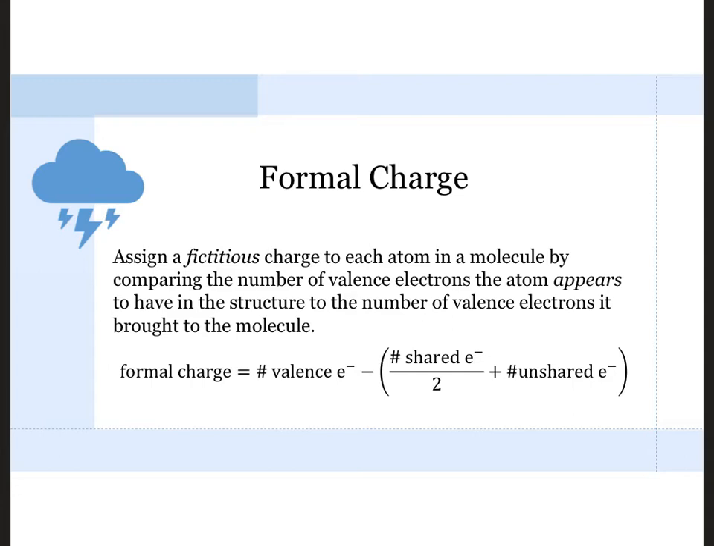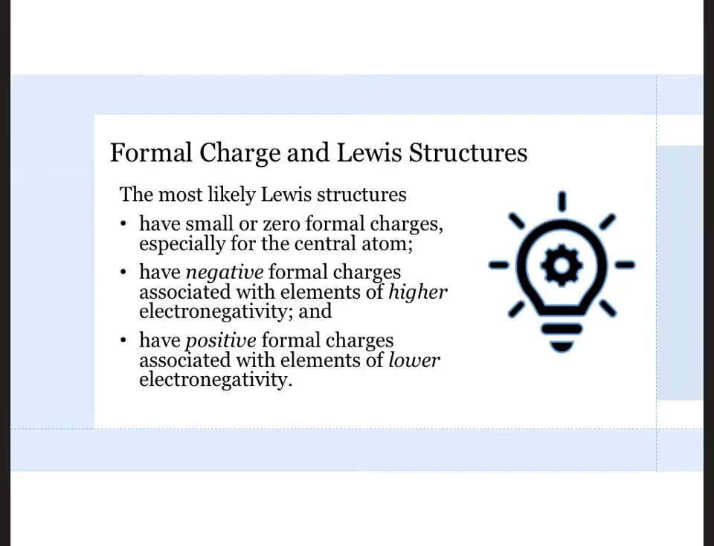Think of formal charge as a type of electron bookkeeping. We consider the number of valence electrons the atom brought into the molecule, then subtract the sum of half of the electrons shared in bonds plus the number of electrons on the atom in lone pairs. Using formal charge helps determine which possible structure is more energetically favorable.